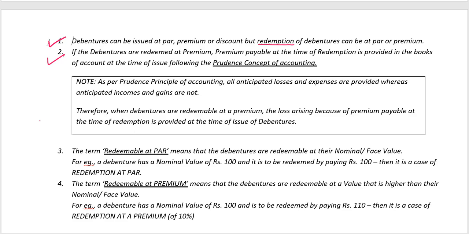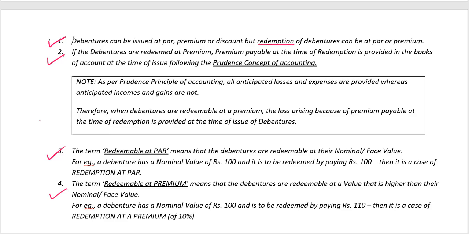We'll check out the difference between redeemable at par and redeemable at premium. Now, the term redeemable at par means that the debentures are redeemable at their nominal value or face value. To give you an example, a debenture having a nominal value of rupees 100, if it is to be redeemed by paying 100 rupees itself, then it is a case of redemption at par. So, in the case of redemption at par, the amount to be paid at the time of redemption of debentures will be equal to the face value of the debenture.